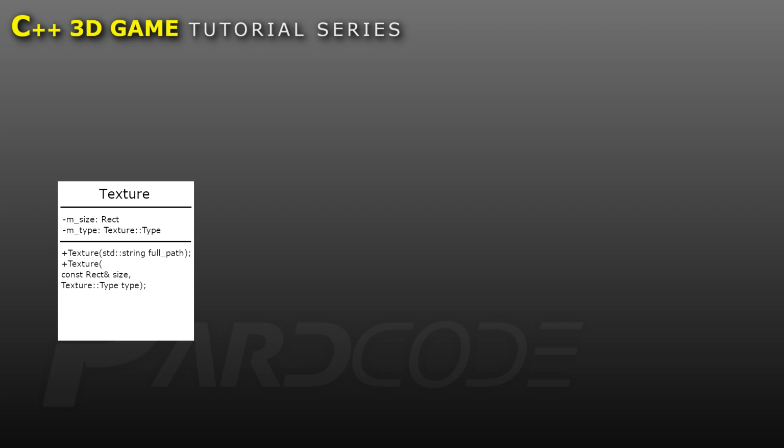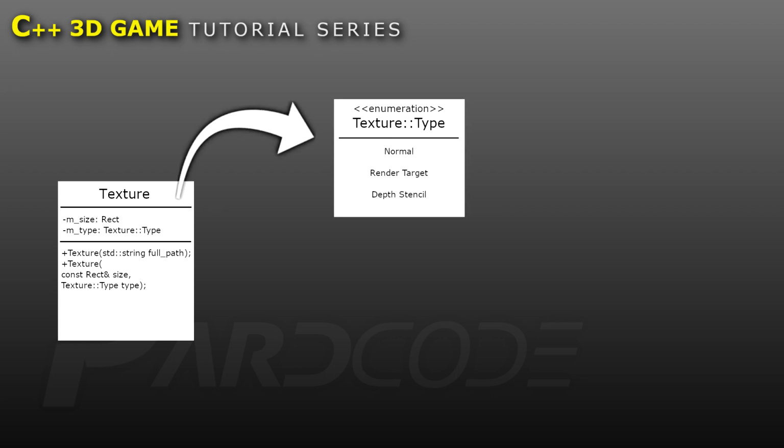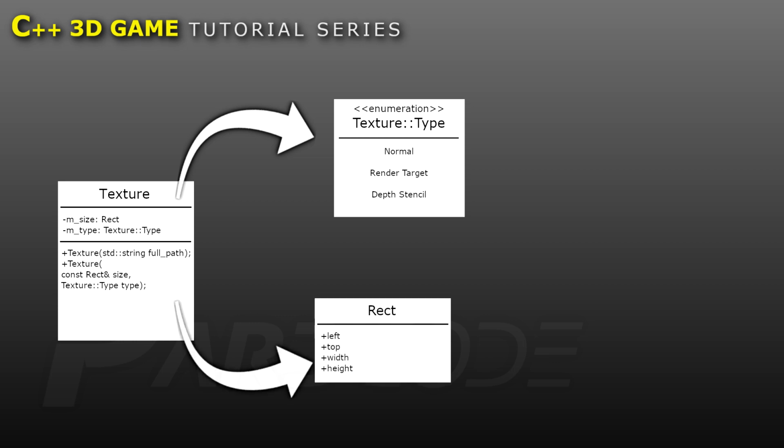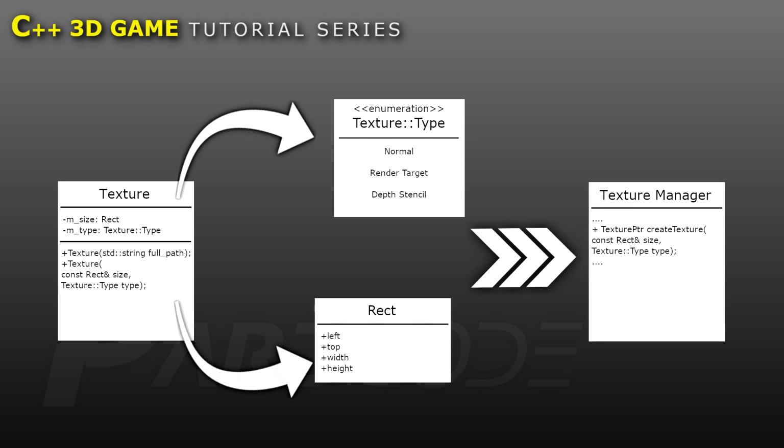We can extend the texture class by adding an enumerator called type, composed of three values, normal, render target, and depth stencil, defining a new constructor in which we pass the size of the new texture and the type as parameters, and to define the new size of the texture we will create a new class called Rect, where properties like left, top, width, and height are available. Finally, this new type of texture should be created through a new method in the texture manager that we can call simply createTexture.